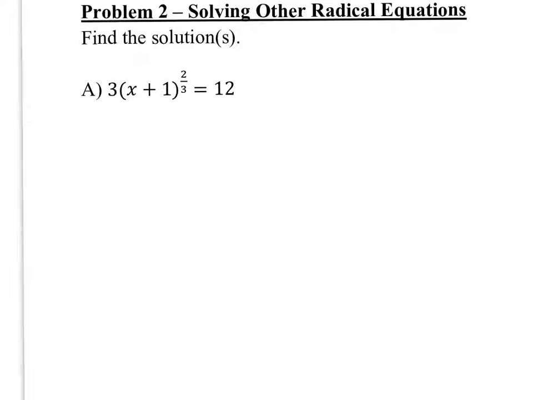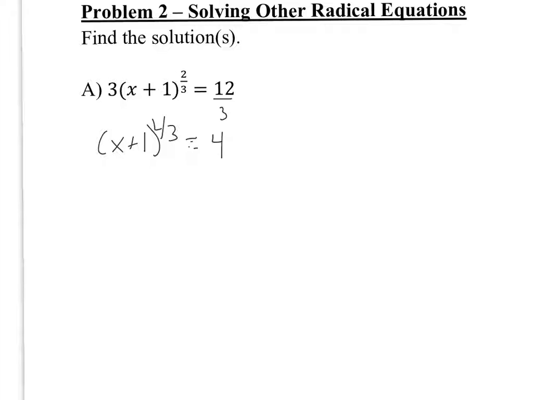So I have to get rid of this 3. This is 3 times. Opposite of multiplying would be dividing. So I divide. I have x plus 1 to the 2/3 power is equal to 4. Now there's two things that you could do here. You could rewrite this as a root, and you still should get the same answer.